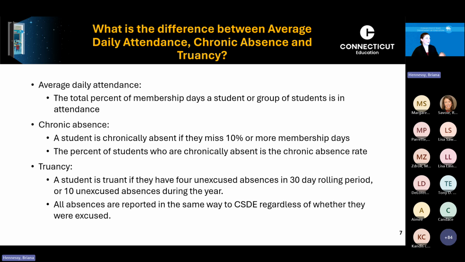So what's the difference between average daily attendance, chronic absence, and truancy? Average daily attendance is the total percent of all membership days that a student or group of students is in attendance. A student is chronically absent if they miss 10% or more of school days. And then the percent of students who are chronically absent is the chronic absence rate. A student is truant if they have 4 unexcused absences in a 30-day rolling period, so essentially a month, but it is rolling, or 10 unexcused absences during the year. Truancy is reported as a variable in the June PSIS collection, but CSDE doesn't collect how many absences are excused or unexcused.